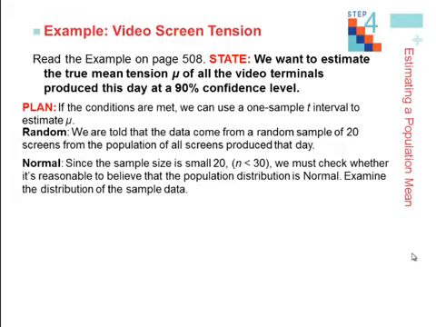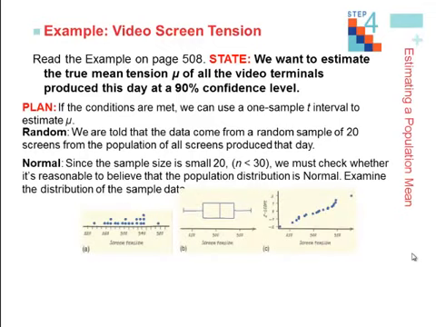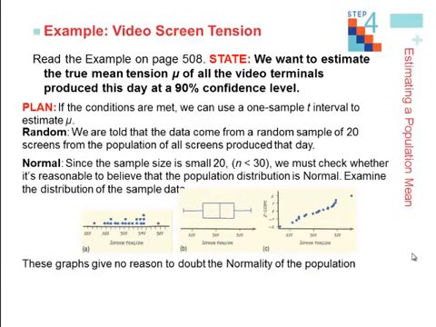To do this, we would take our sample data, type it into our calculator, and create a graph. I can either look at a dot plot, a box plot, or a normal quartile plot. I don't need to look at all three. One would suffice. In looking at any one of these three, there's no reason to doubt the normality of the population. None of these graphs show outliers, extreme outliers, or any skewness.